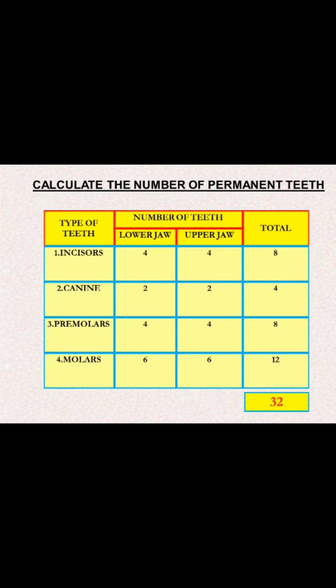Molars are 6 in both the lower jaw and upper jaw. So in total we have 12 molars. So let's add them all. So in total we have 32 permanent teeth.